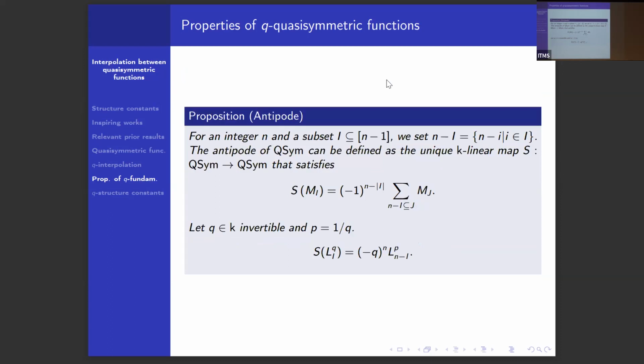For those interested in antipodes, for invertible Q, I also have a nice expression of the antipode of Q fundamental quasisymmetric functions in this formula.